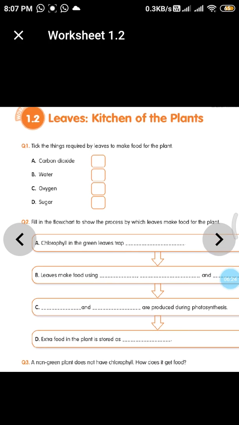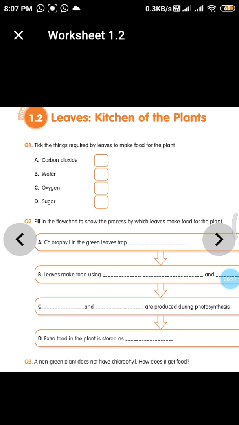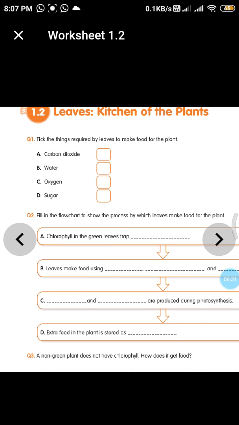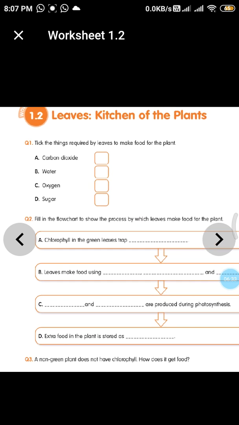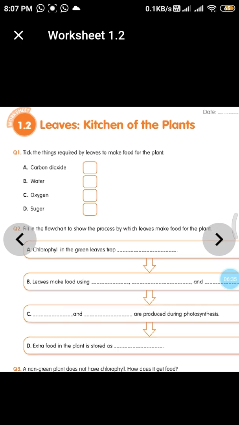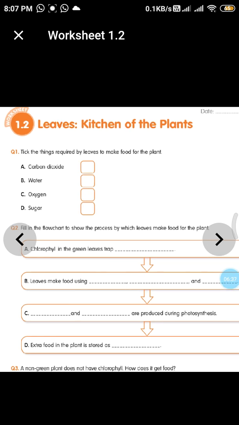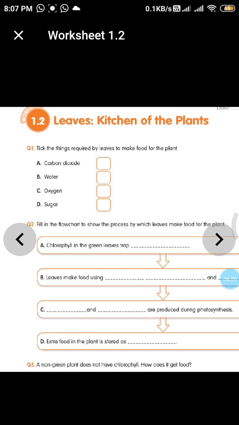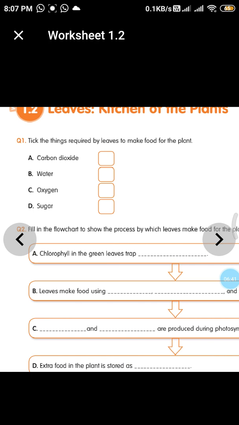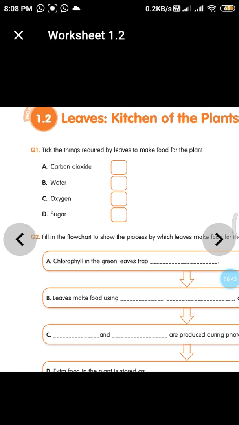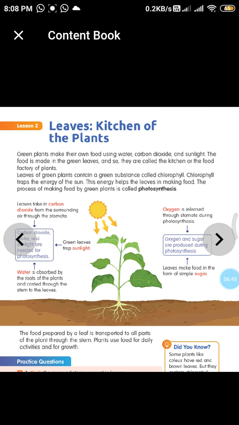The food is prepared in the leaves, so the leaf is also known as the kitchen of the plant. As your mom prepares food in the kitchen, in the same way the plants prepare their food in the leaves. So the leaves are known as the kitchen of the plant. Based on your understanding, you can complete this 1.2, children.